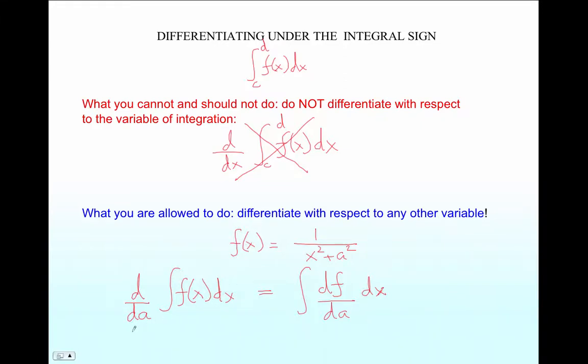So this is the basic idea of differentiating under the integral sign. We shall now take many different cases of this.